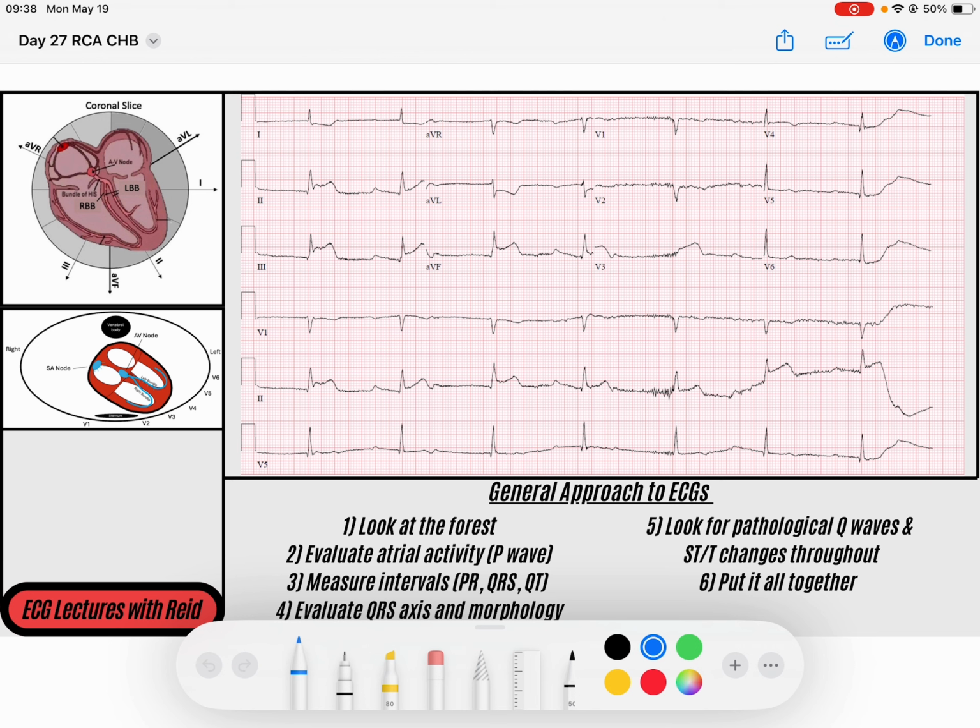This is a fun EKG and I'm excited to talk about a little bit of the anatomy and physiology that we can learn from it. So let's dive into this study.